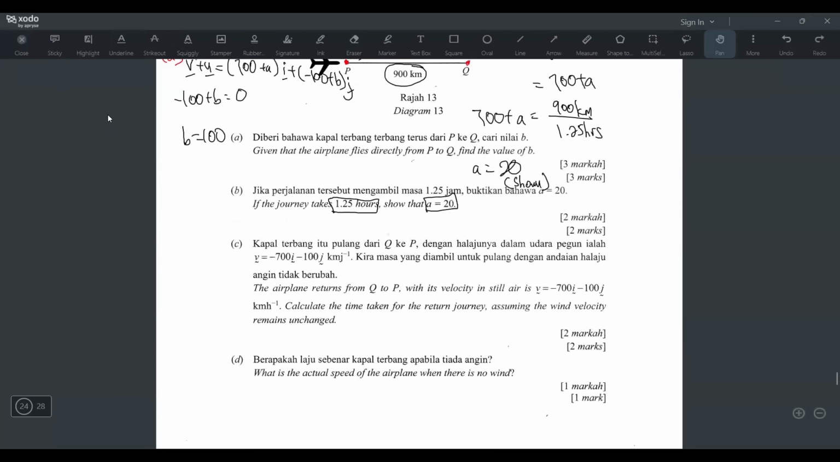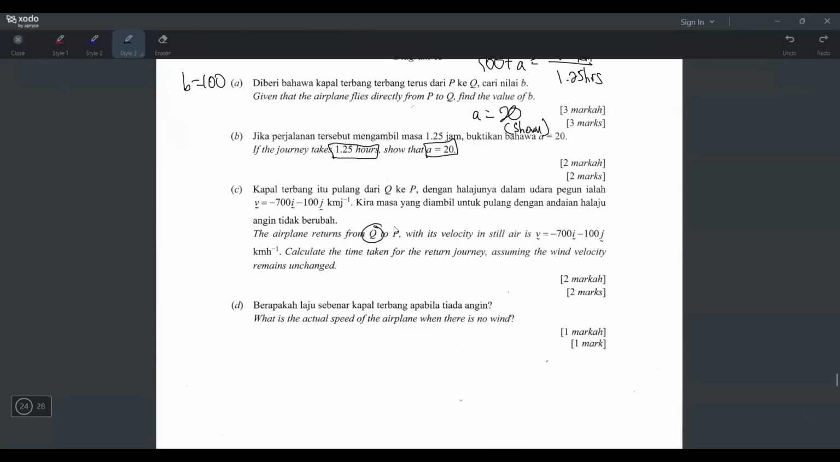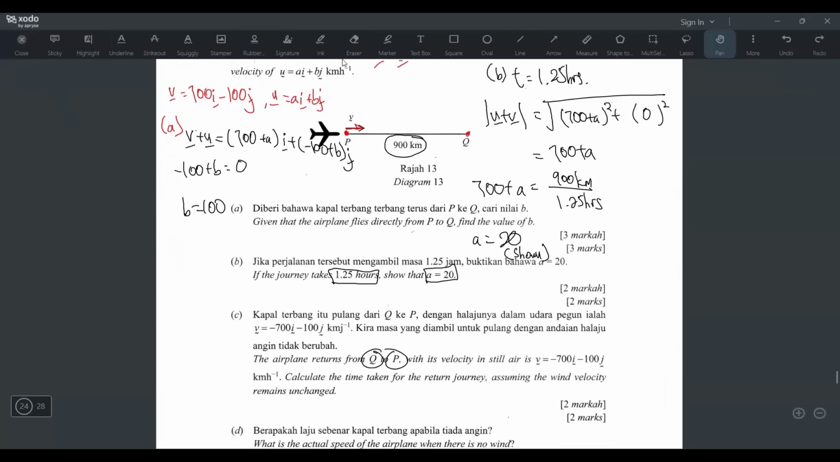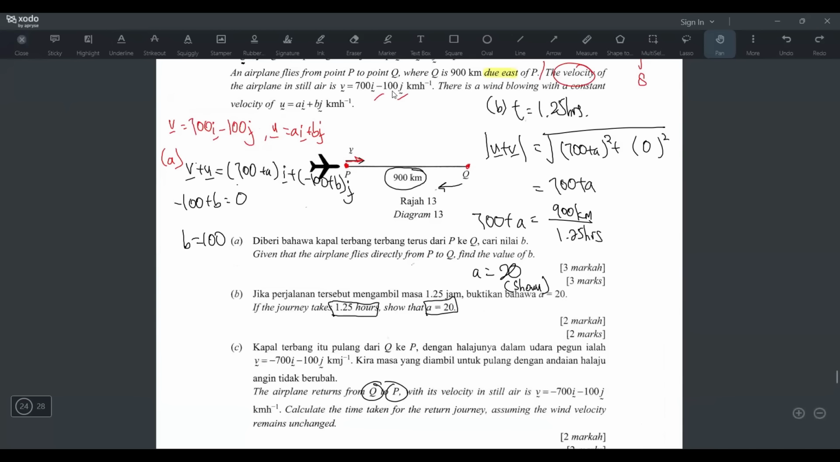Alright, let's do the last part. Let's do C. The aeroplane returns from Q to P. If you're returning, then the direction will be like this, which means the velocity of the aeroplane will have to change sign. But let's see what they want first. With the velocity in still air is V equals negative 700I minus 100J. Because when you went just now, it's 700I minus 100J, right?